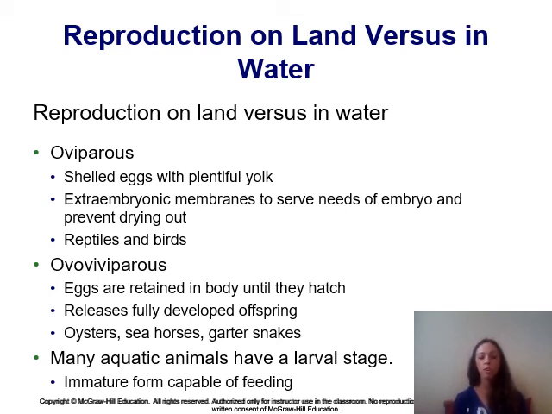Ovoviparous animals actually have the eggs inside of their body until they hatch, and then they will give birth to live young. Some examples of animals that do this are oysters, seahorses, and garter snakes. The young from the ovoviparous animals are generally capable of feeding on their own.